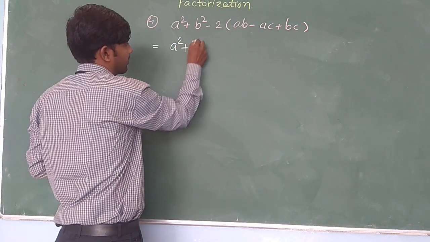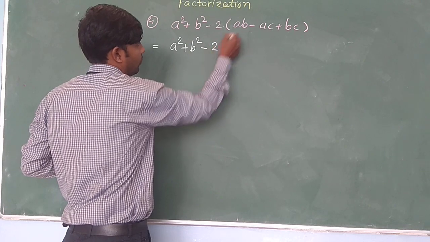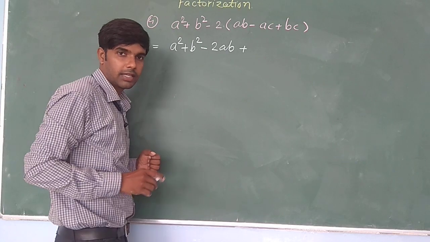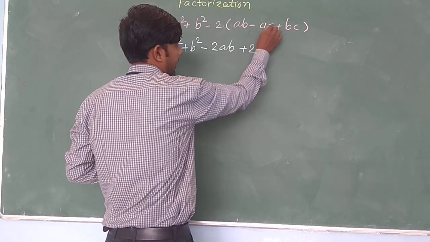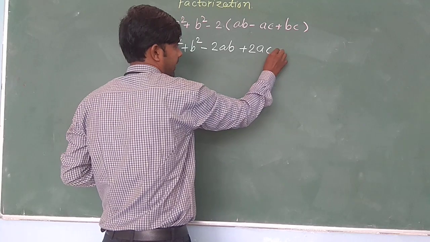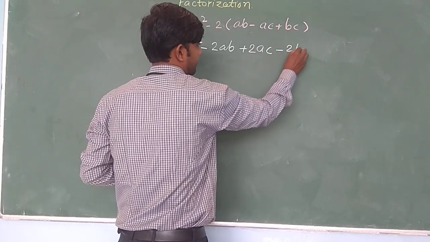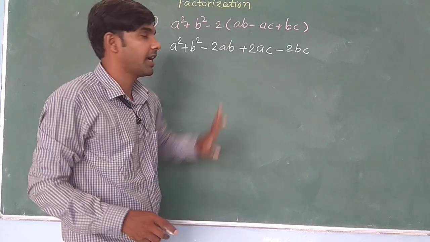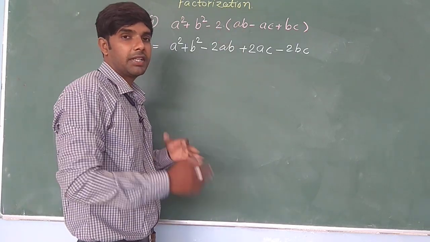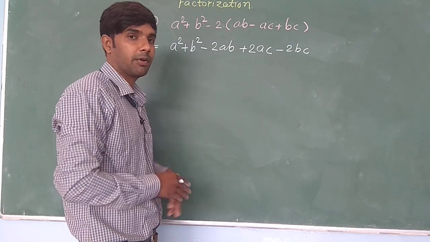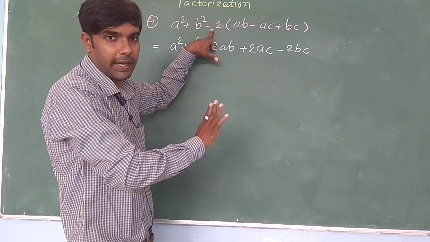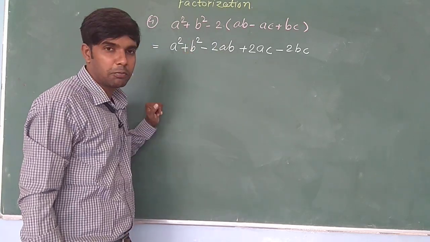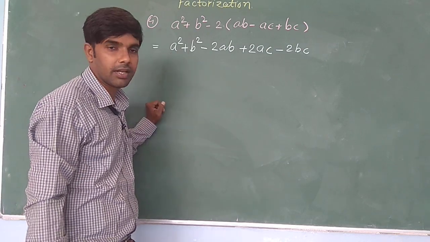So first we simplify this: a square plus b square minus 2ab. This minus becomes plus because there is a minus sign outside the bracket, plus 2ac. Again this plus becomes minus 2bc. We just multiply this 2 by each and every term present in the bracket, and we change the sign plus to minus and minus to plus because there is a minus sign outside the bracket. Look here.